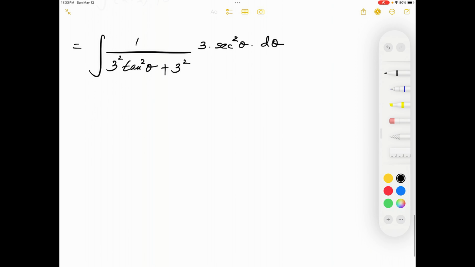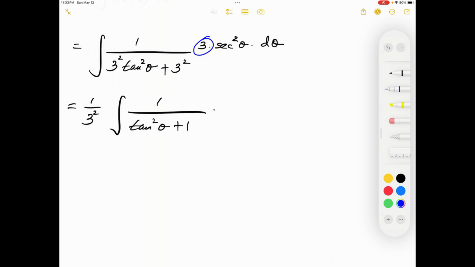Now we can do some simplifications. From the denominator, we can factor out 3 squared. Therefore, I'm going to write that 3 squared in the bottom: 1 over 3 squared, the integral of 1 over tangent squared theta plus 1. And on the numerator I also have a 3 which can be factored out. Therefore, I'm going to write that 3 also outside. And I have a secant squared theta d theta.